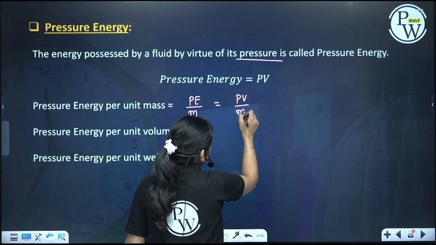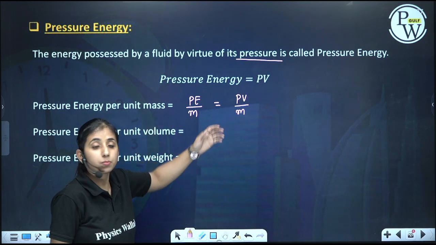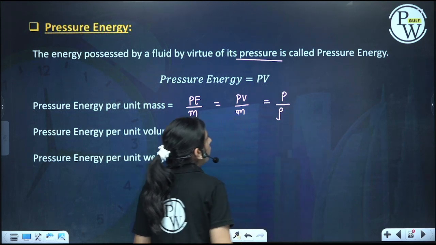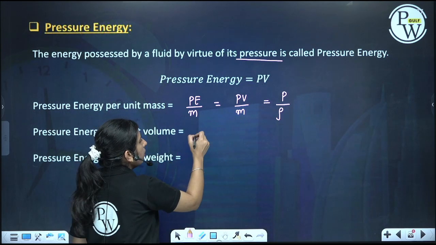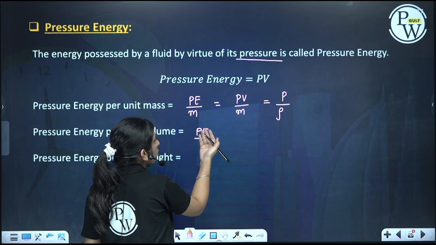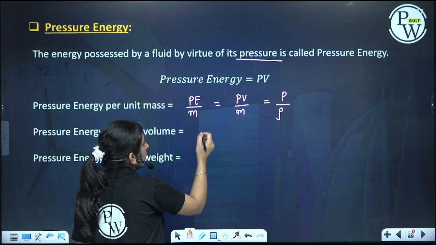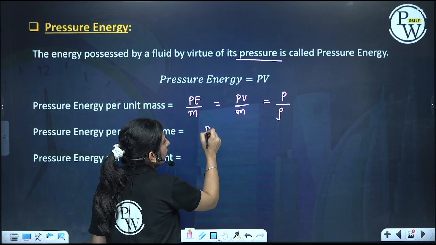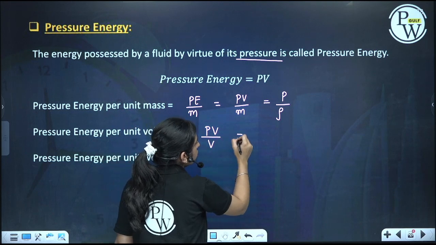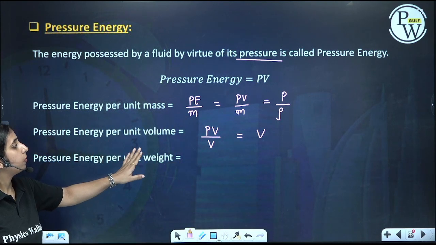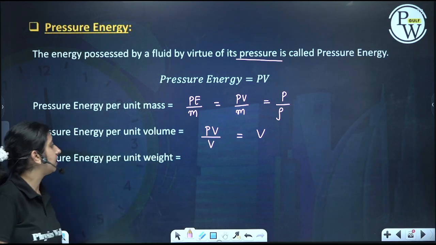It will become PV by M. Now mass per unit volume is density, so it will become P by rho. If we want to calculate pressure energy per unit volume, this is simply PV by V. So pressure energy per unit volume will be PV by V, that is P.